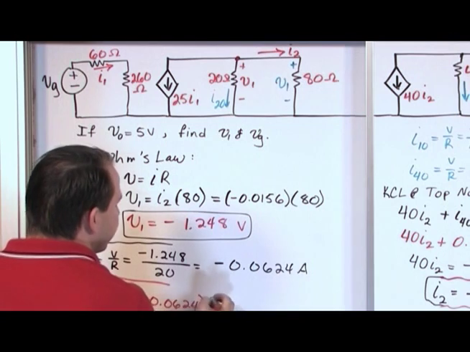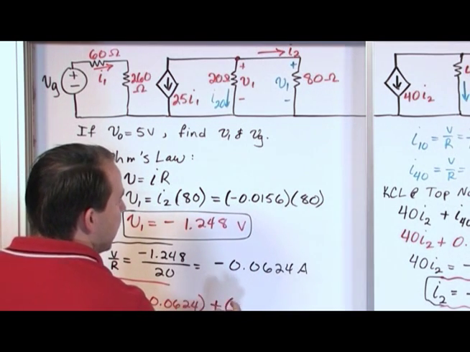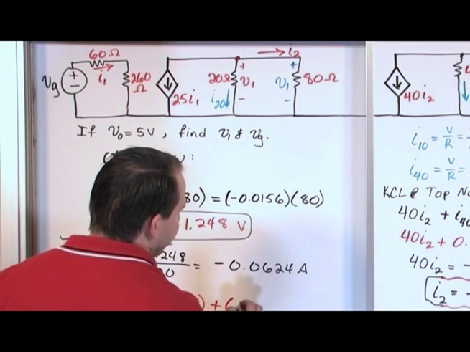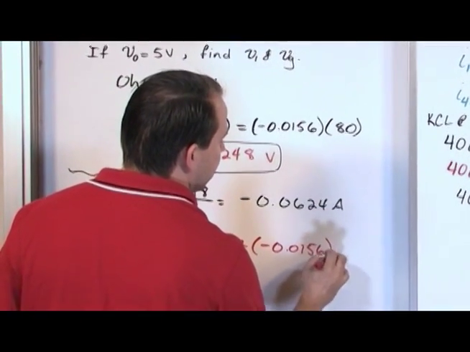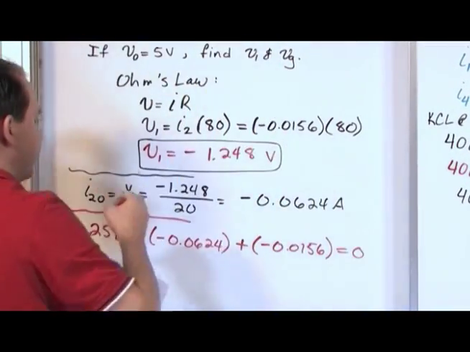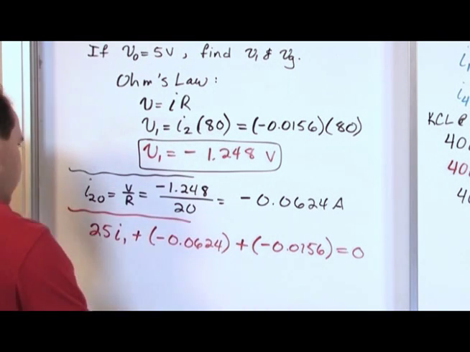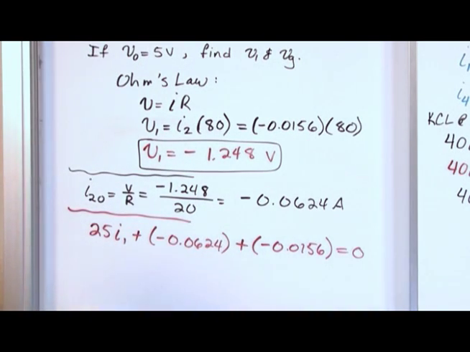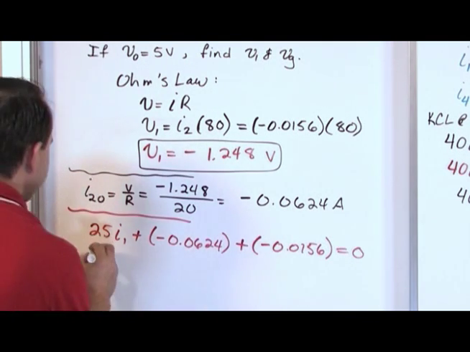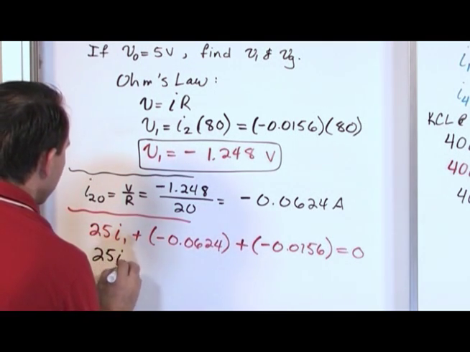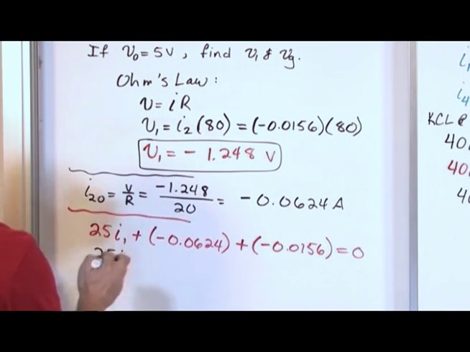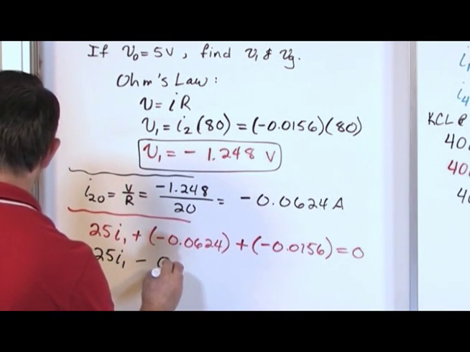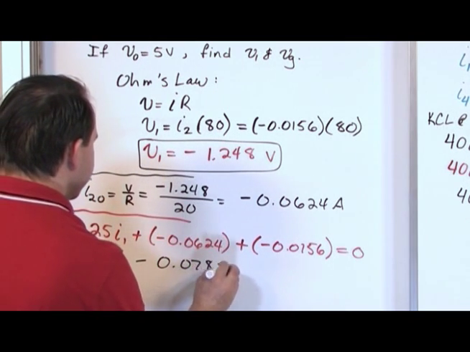I sub 2 also flows out, so it's a plus, and I get a negative value for I sub 2 from over here, negative 0.0156, and that's all equal to 0. That's Kirchhoff current law at that node. All right? So whenever you do that, then what you're going to get is 25 I sub 1, and then when you have a negative number here and you add it to a negative number there, you're going to get another negative number, 0.078 is equal to 0.